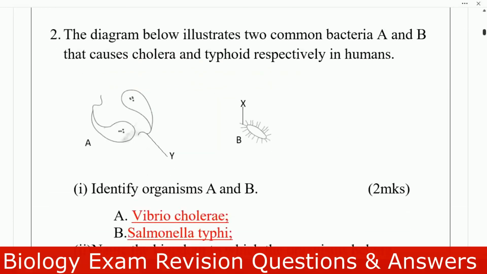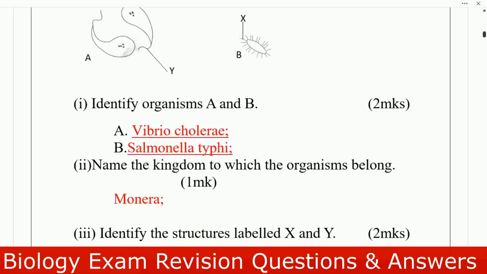Number 2, the diagram below illustrates two common bacteria, A and B, that cause cholera and typhoid respectively. You can see them there. A and B, they have structure Y and structure X. As you can see, you are to identify organisms A and B. A is Vibrio cholerae, and B is Salmonella typhi.